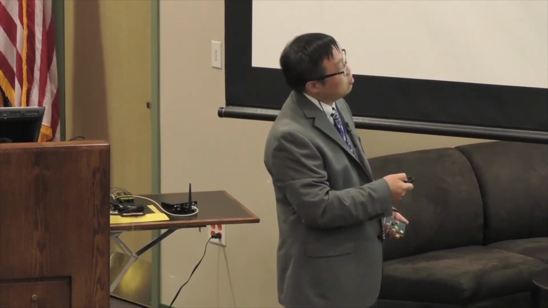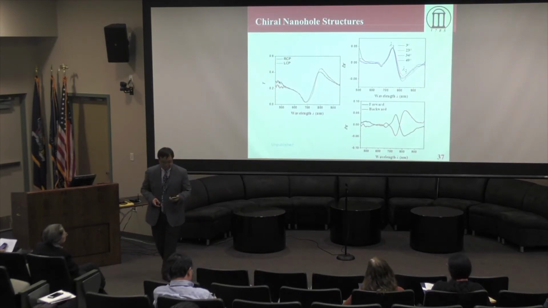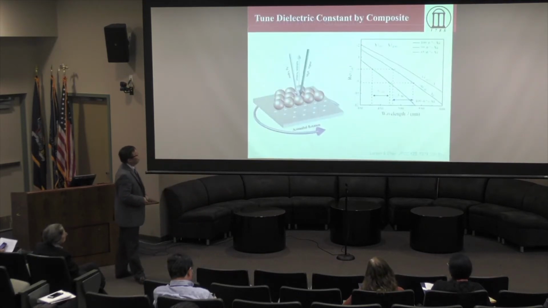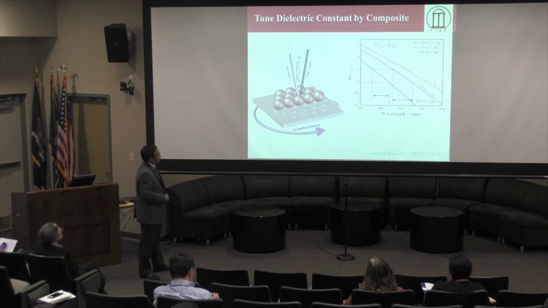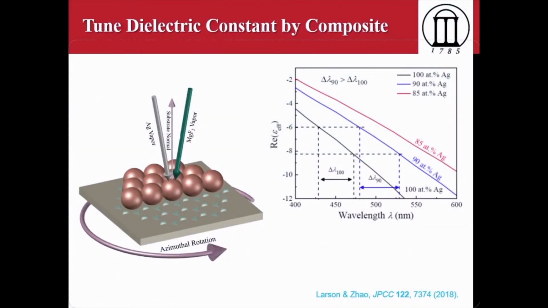And when you incident light from a different direction, the response is totally reversed, because this is a planar structure like this. So essentially, if we also combine different kinds of deposition systems, not just using a single source to do the deposition, we can tune the material property. For example, recently we did this silver magnesium fluoride co-deposition.